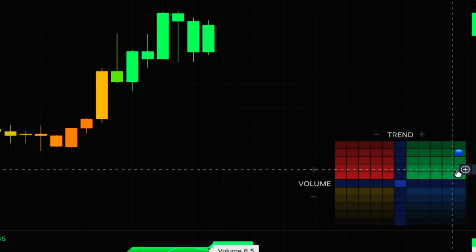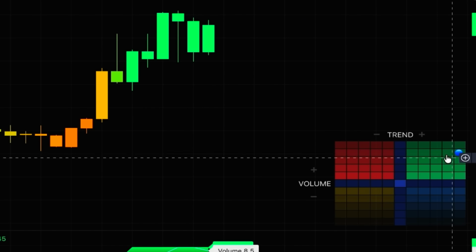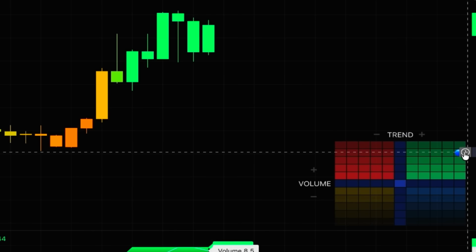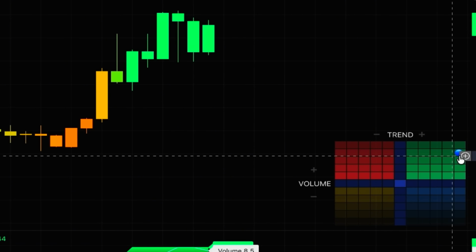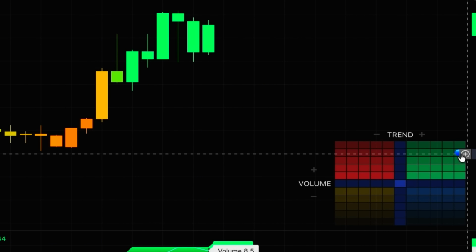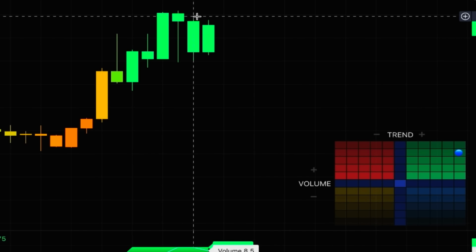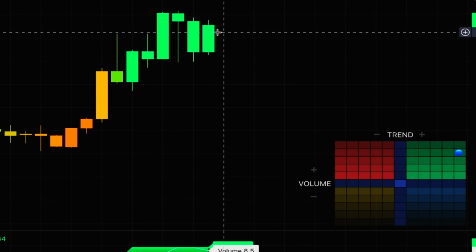Alright, on this chart you can see that we have the blue circle here in the green segment at top right. This means that the trend is up and the volume is also high, as you can see, and this shows that we have a confirmed strong uptrend, and so the probability of reversal is low.